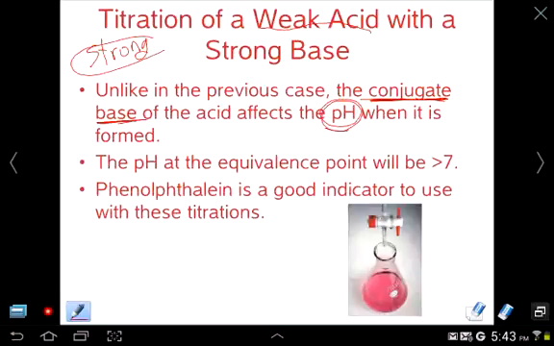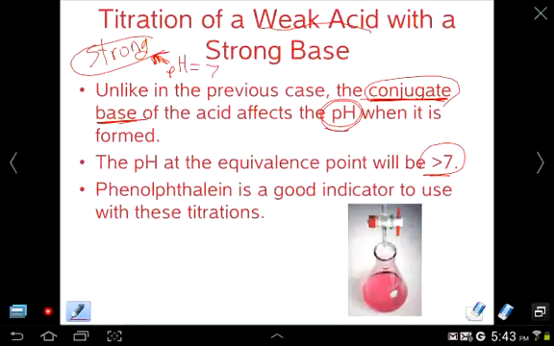And so when all the weak acid is neutralized, you will have a bunch of conjugate base left over. Now a conjugate base is basic, and so the pH at the equivalence point will be higher than 7. Recall that in the case of strong, the pH was 7 because all you had left over was water, but in this case you have a conjugate base and water.